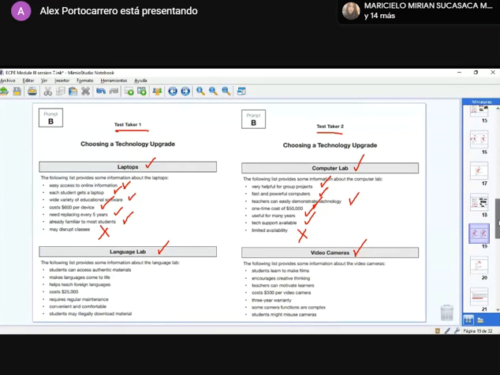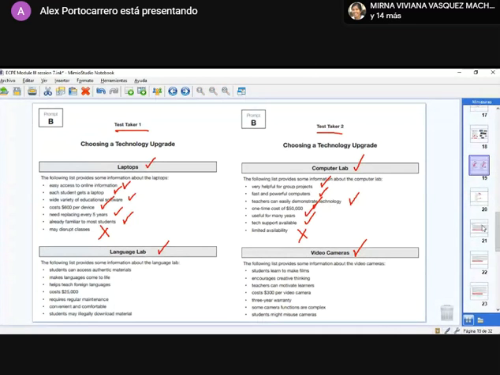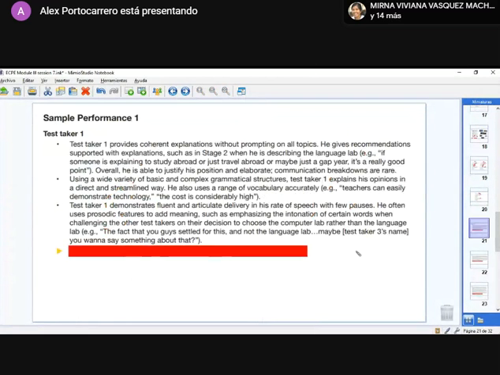Of course, now you have to get familiar with the language that is used to evaluate people, right? In this case, we're going to read this performance, and you have to tell me if this person is ready, not ready, or kind of ready for the ACP exam. It says test taker number 1 provides coherent explanations without prompting on all topics. He gives recommendations supported with explanations, such as in stage 2, when he is describing the language.